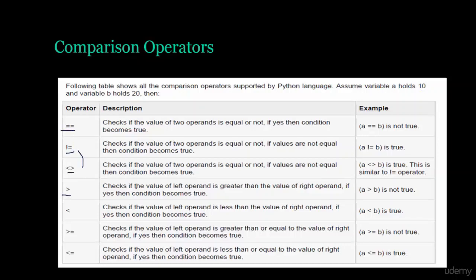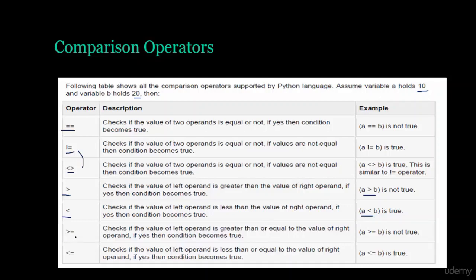This operator here checks if the value of the left operand is greater than the value of the right operand. If yes, then the condition becomes true. If I say here A greater than B, this won't be true because B is 20 and this is bigger than 10. And this operator here checks if the value of the left operand is less than the value of the right operand. If yes, then the condition becomes true, like this. A less than B, this is true.